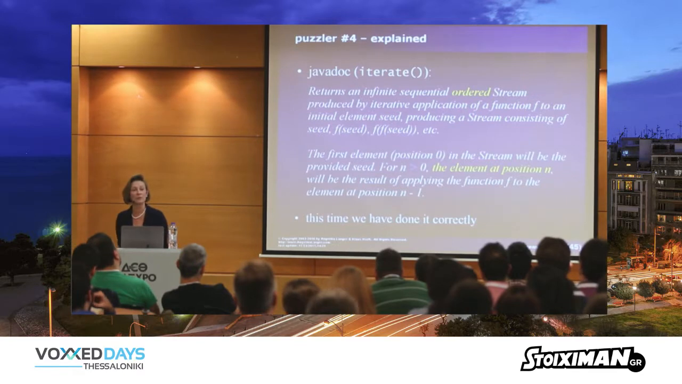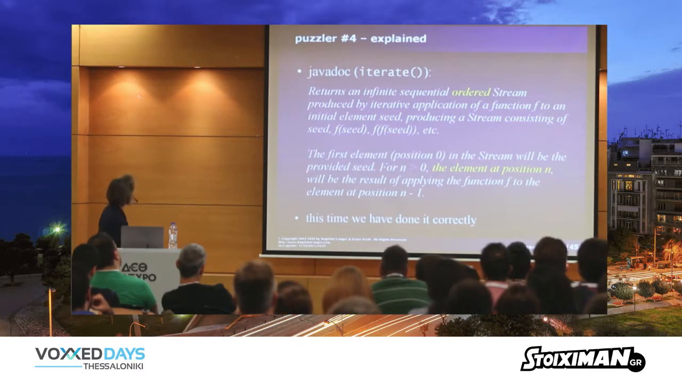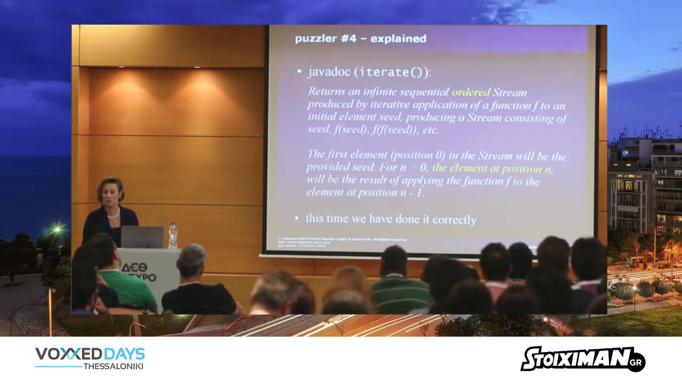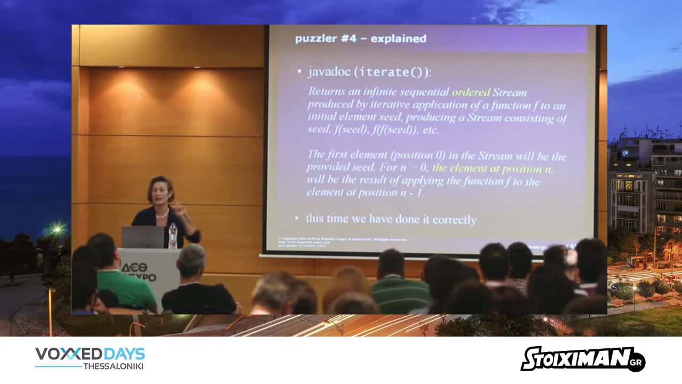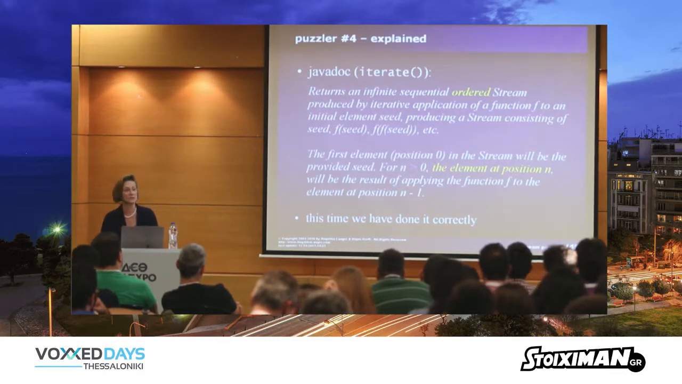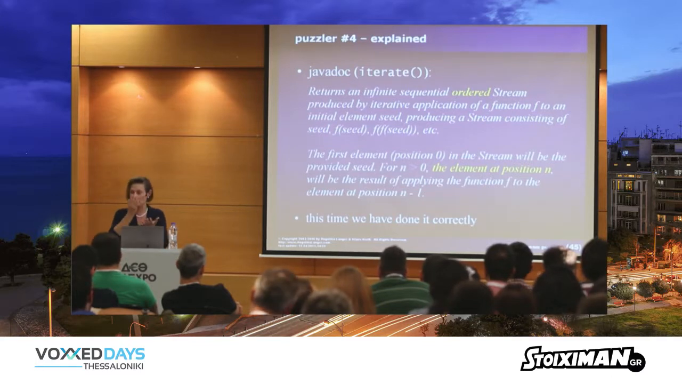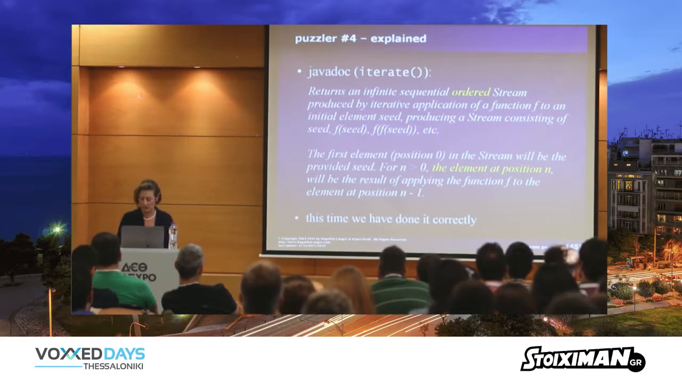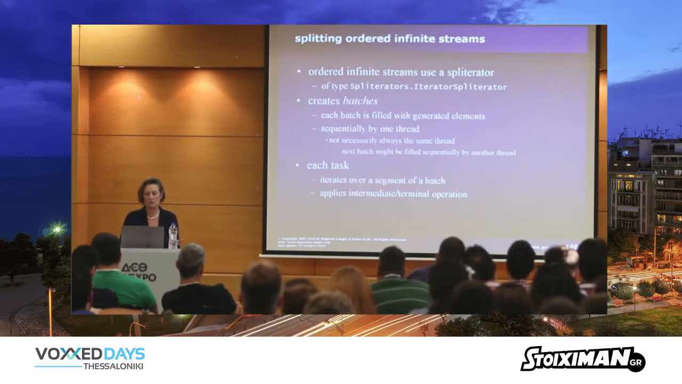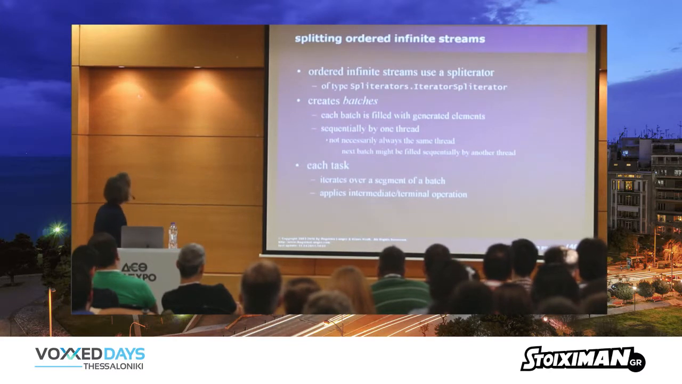And again, if you look into the Java doc, it guarantees that this time we get an infinite sequential ordered stream. And the order is exactly seed, f of seed, f of f of seed, and so on and so forth. So this time the Java doc actually tells us that in this case we can expect the ordered sequence 1 and so on and so forth. Okay, so this time it works as expected.